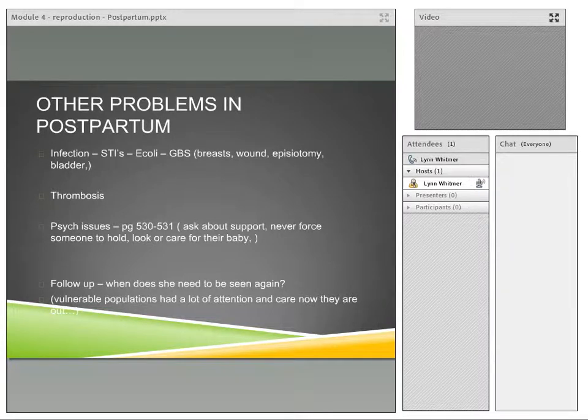When does she need to be seen again? We've already discussed that. Vaginal delivery about 4 to 6 weeks postpartum. A C-section is usually in 1 to 2 weeks so that they can look at the incision and ensure that she's not having any problems.